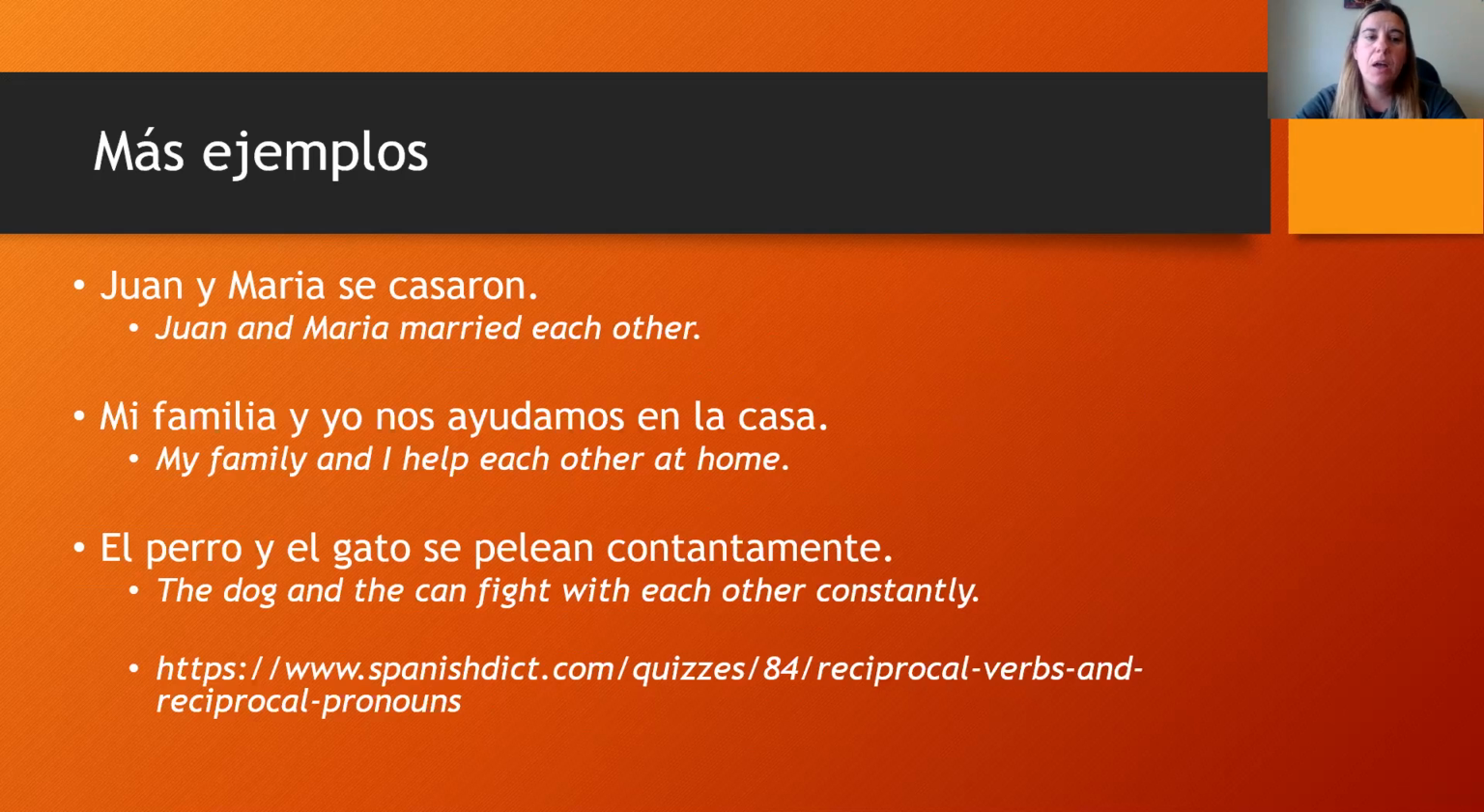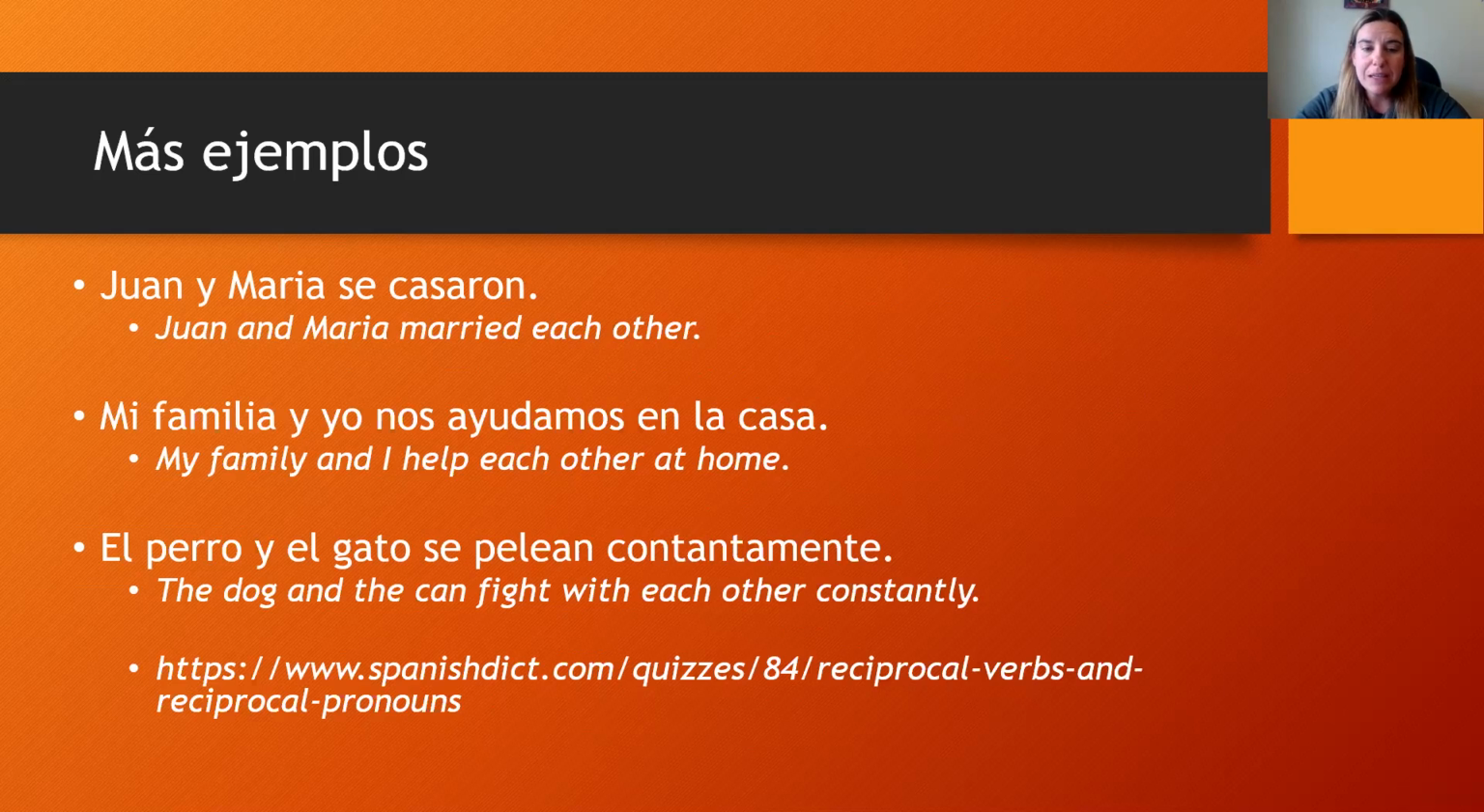Either translation is good. Mi familia y yo nos ayudamos en la casa. Qué bueno, qué bonito. My family and I help each other out. But because I am included in this statement, we're going to use the reflexive pronoun nos for we. My family and I, we all help. Nosotros ayudamos. Notice that the verb is conjugated for nosotros because we're all helping. Who are we helping? We're helping us. We're helping ourselves. We're helping each other en la casa. So my family and I help each other at home.